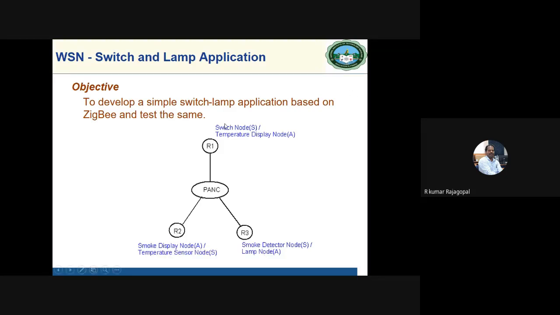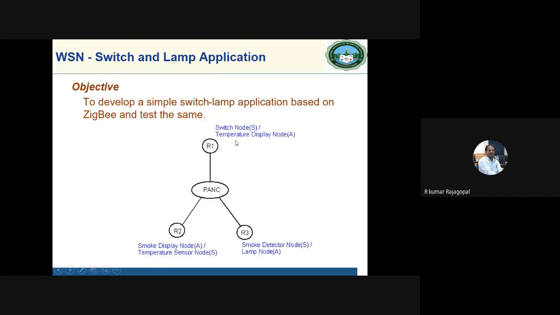So see the condition: router 1 has been configured with a switch node and the second one is a temperature display node. Similarly, R2 has a smoke display node and a temperature sensor node, and R3 has a smoke detector node and a lamp node. S stands for sensor, A stands for actuator. There is no meaning to this line. All are wireless communication with 802.15.4 only.